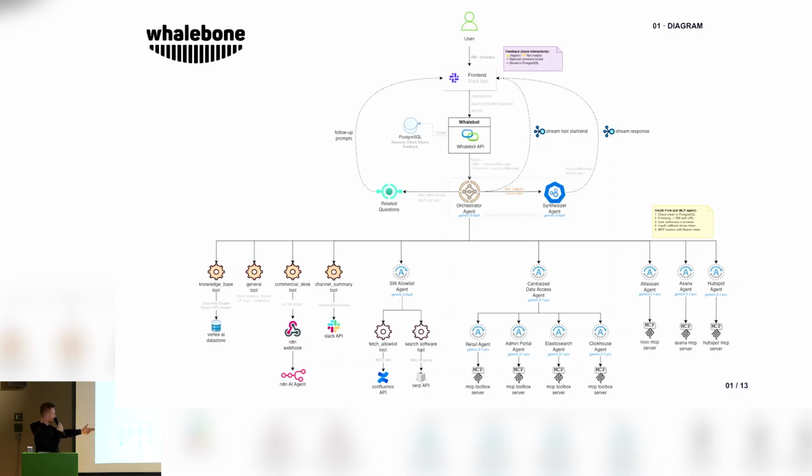And the last one, on the right, there are Atlassian, Asana, and HubSpot providers, not sure if it's visible, and this is MCP for those providers. So the user can ask questions on those providers. That's basically it.